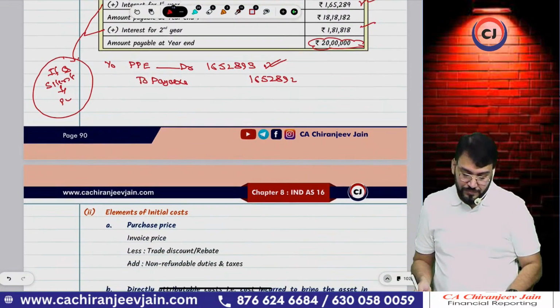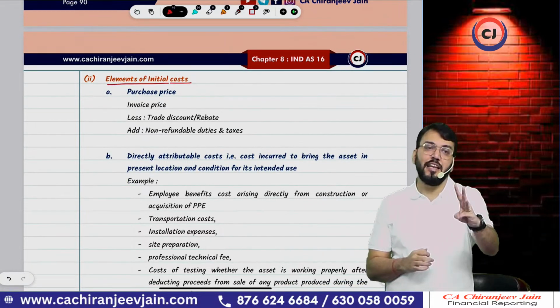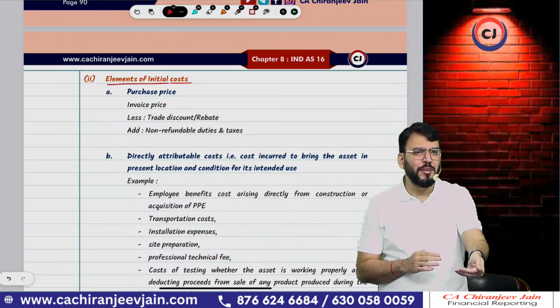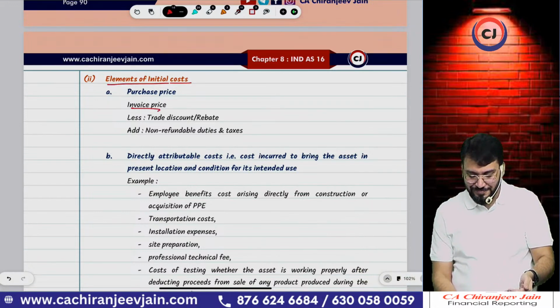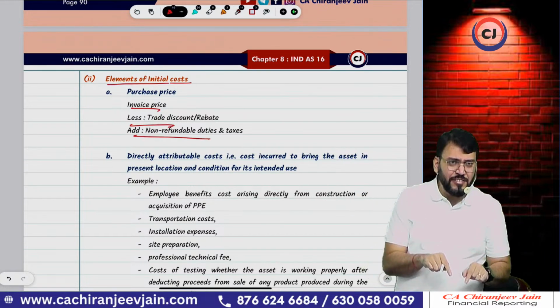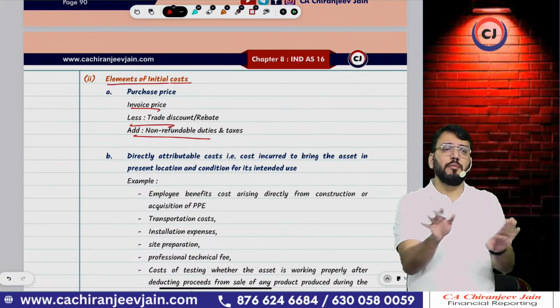Can we proceed? This also you have understood. Now, elements of initial cost. There are 3 elements of initial cost. First is purchase price. What is the meaning of purchase price? Anything explanation required? Once again, any cash discount, settlement discount will never be deducted.